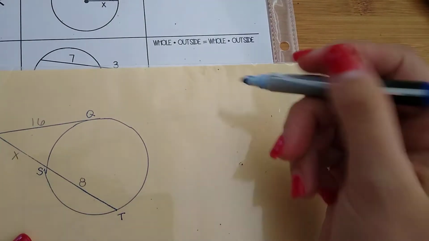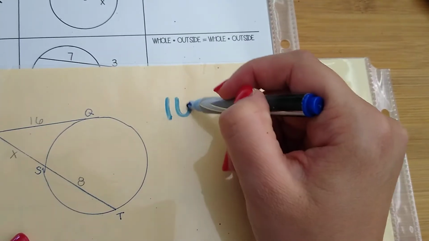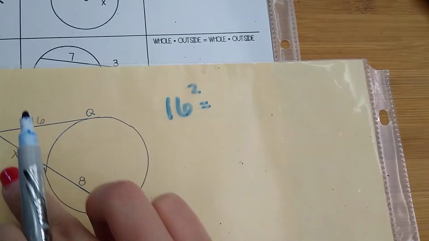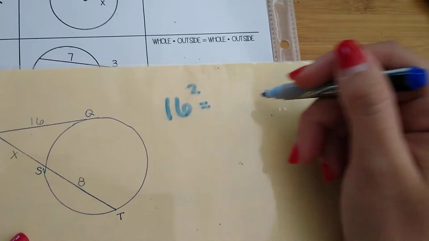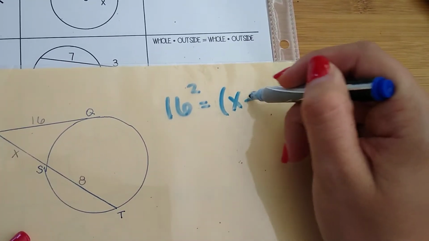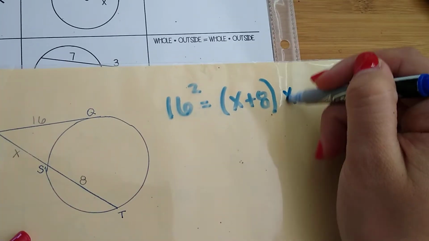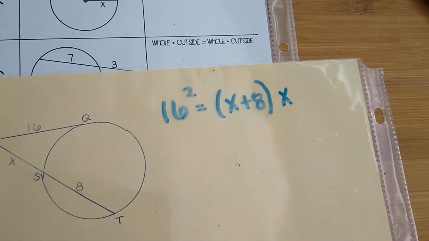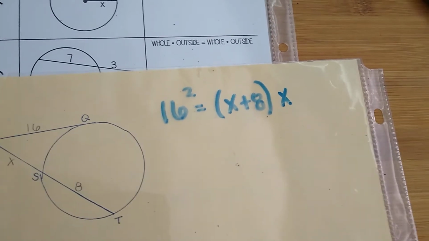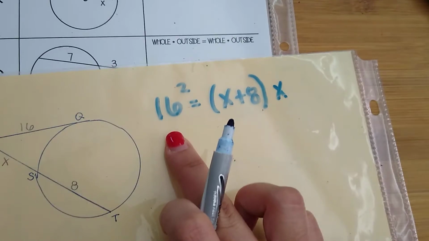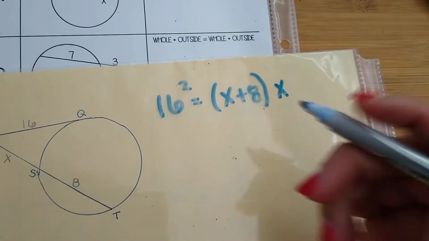So here we have 16 squared equals, the whole thing is x plus 8, times just the outside part, which is x. Okay. Now from here, I'm going to put this into my calculator, and I get 256.